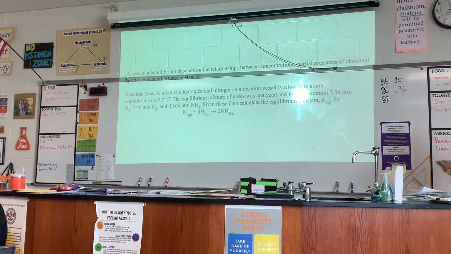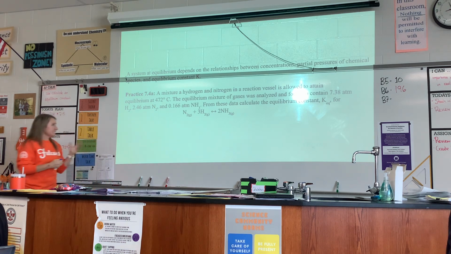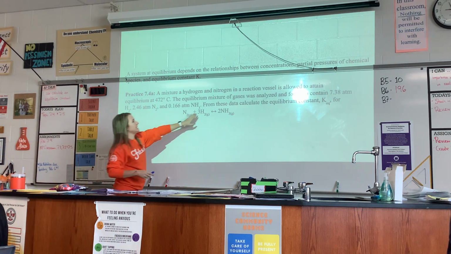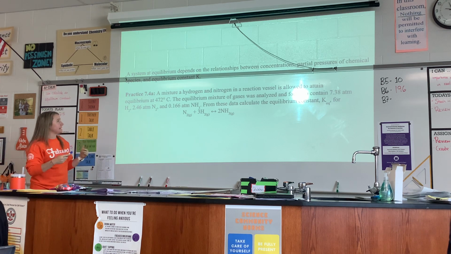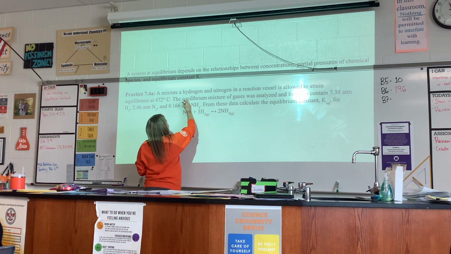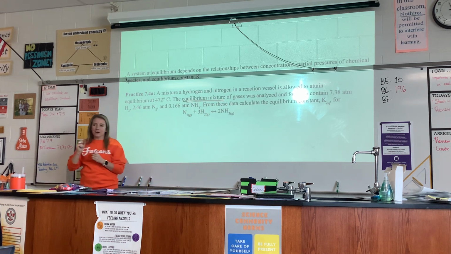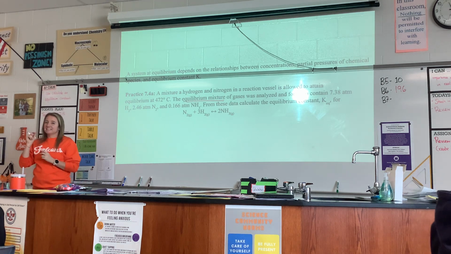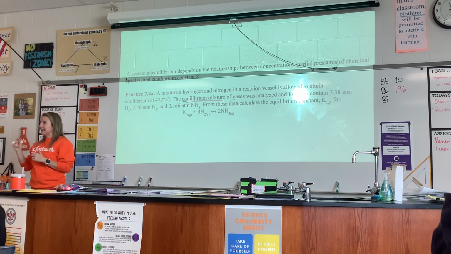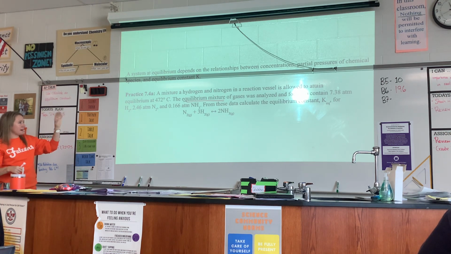All right. So when we're looking at an equilibrium system, it tells us here that we have a mixture of hydrogen and nitrogen in a reaction vessel, and it's allowed to attain equilibrium at 472 degrees Celsius. The equilibrium mixture of gases was analyzed. First thing, and I want you to highlight this: they're telling us what the values are at equilibrium. That's going to be important here. There's all of our numbers.